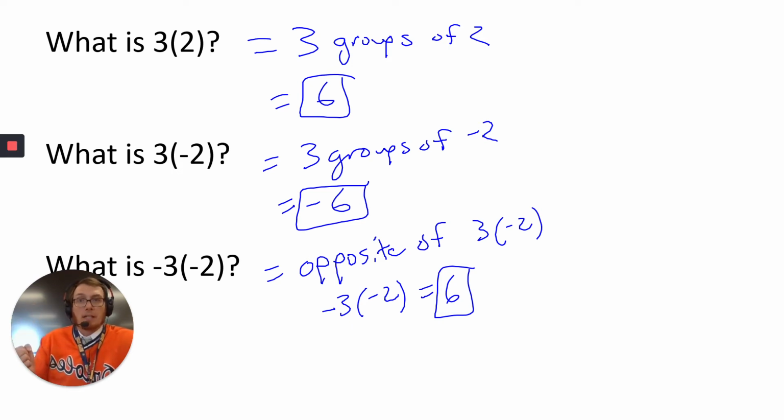Think about a number line. So the answer should be 6, but then you multiply by negative and it makes it negative 6. And then you multiply by negative and it makes it a positive 6. Because there's only one way to go, or two ways to go, either to the positives or to the negatives or vice versa. And it has to go that way.